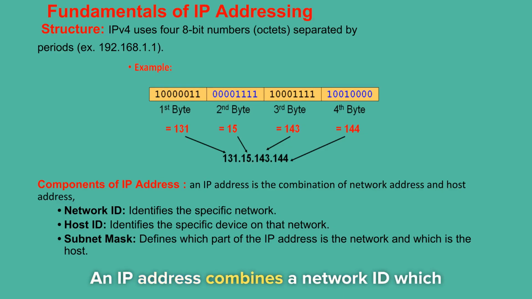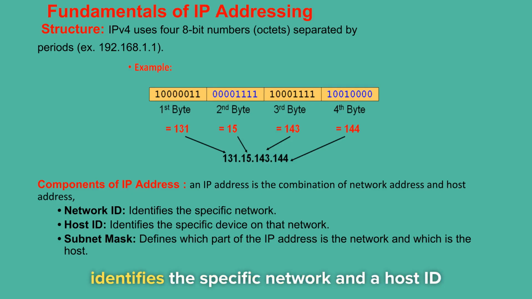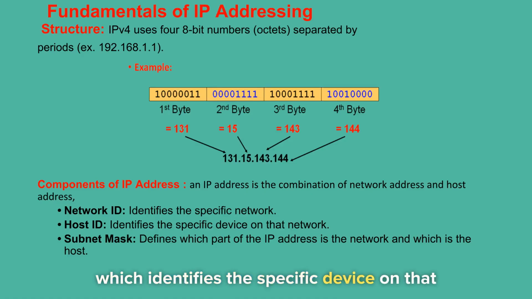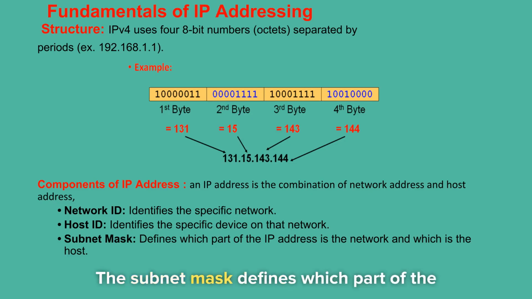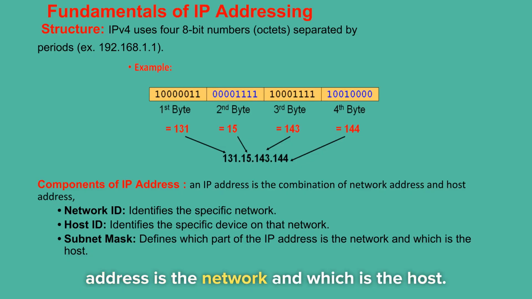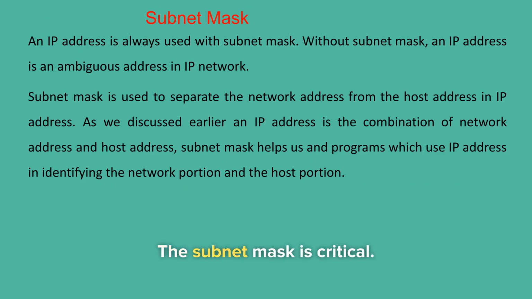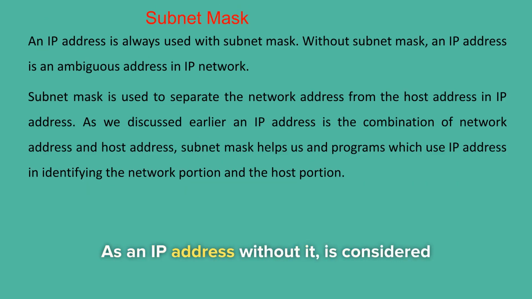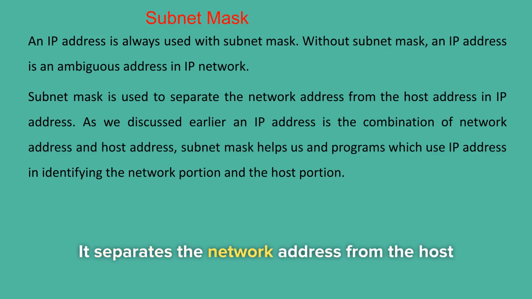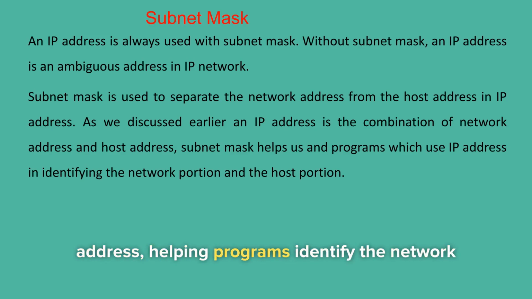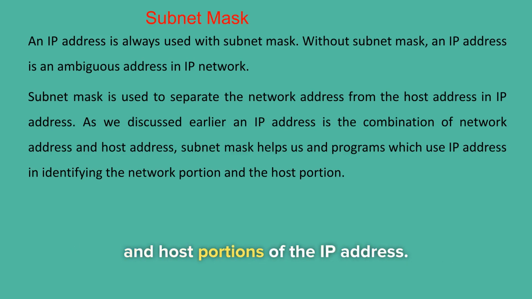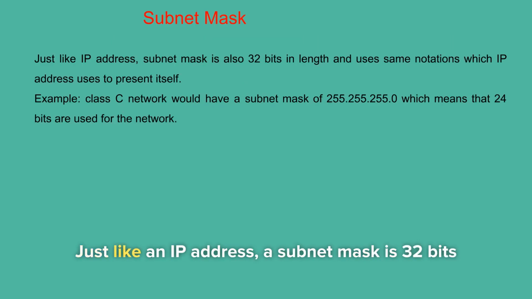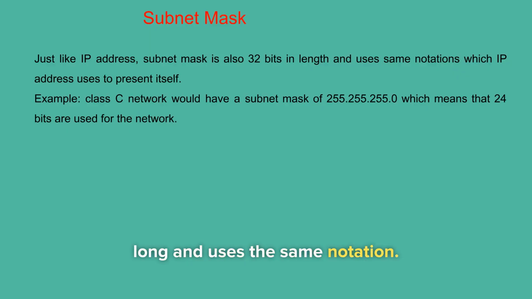An IP address combines a network ID, which identifies the specific network, and a host ID, which identifies the specific device on that network. The subnet mask defines which part of the address is the network and which is the host. The subnet mask is critical, as an IP address without it is considered ambiguous in an IP network. It separates the network address from the host address, helping programs identify the network and host portions of the IP address. Just like an IP address, a subnet mask is 32 bits long and uses the same notation.